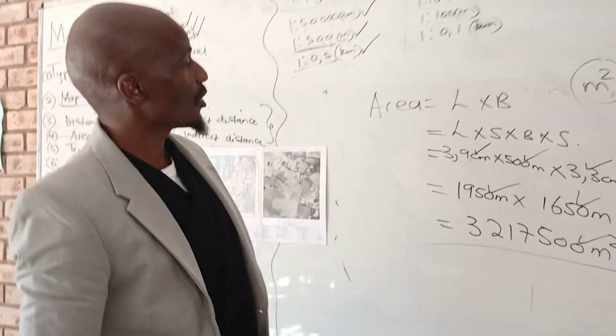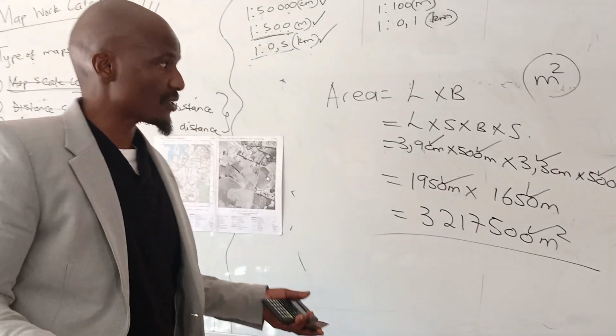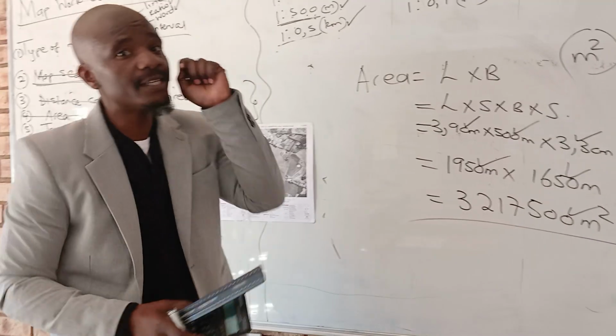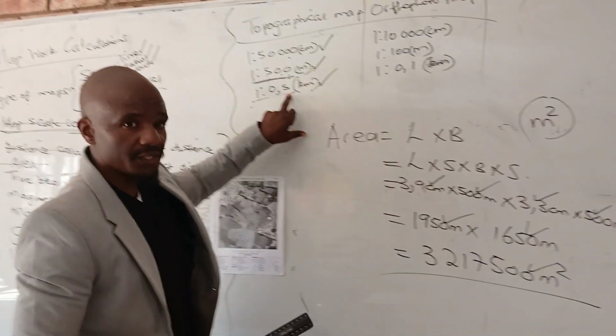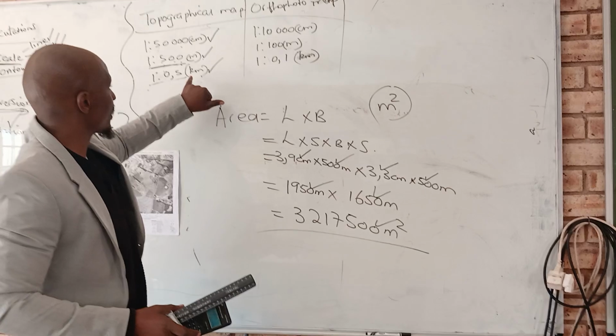So you can be asked to calculate your area and give your answer in square meters or in square kilometers. You only need to know now what to use when you are doing your calculations. If it is in square meters, which means you are going to use this. If it is in square kilometers, use this.